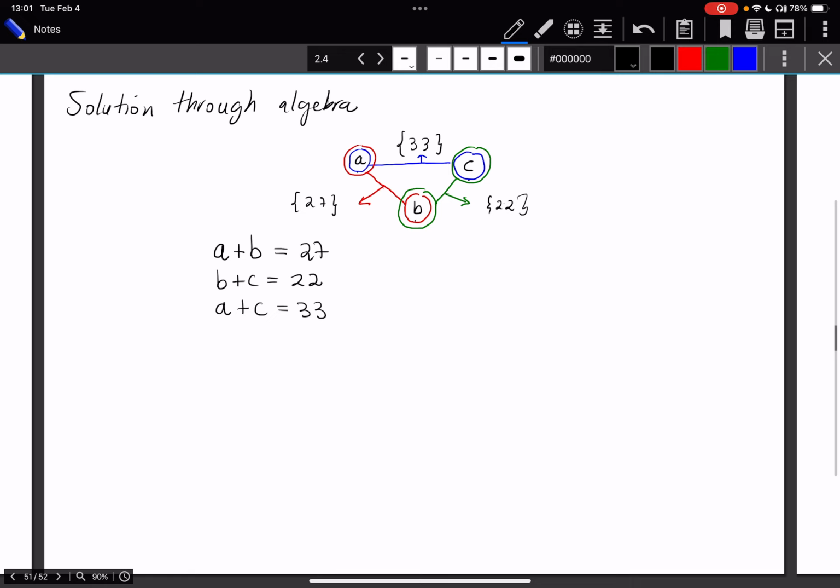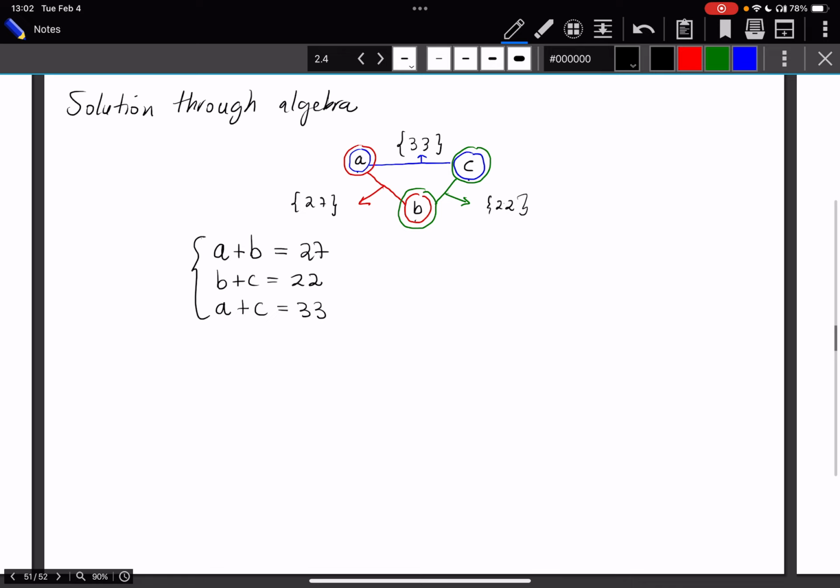So A plus B equals 27, B plus C equals 22, and A plus C equals 33. What we have right here is a system of equations with 3 variables, and it's a linear system. We can solve this system by, for instance, using elimination or substitution, or there are various tools we can use. One thing we can potentially use is the following one.